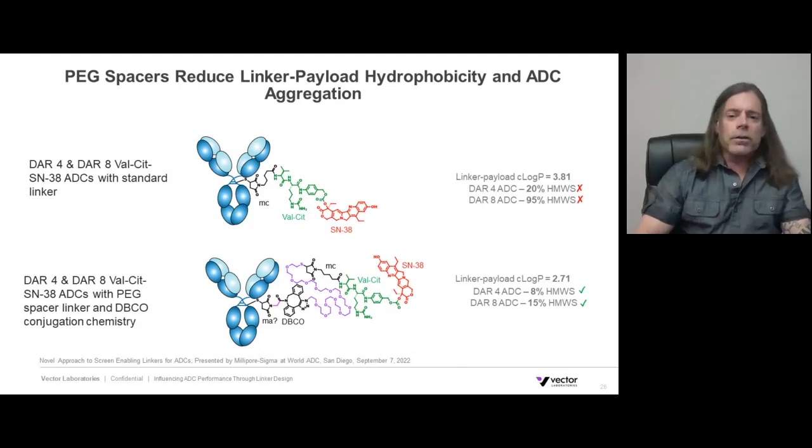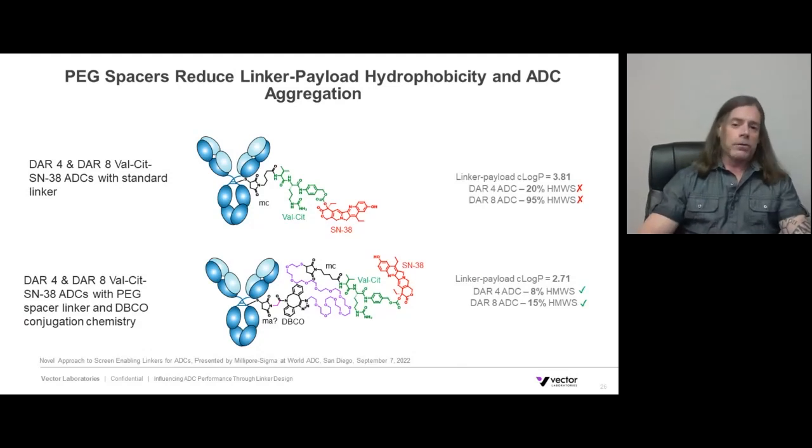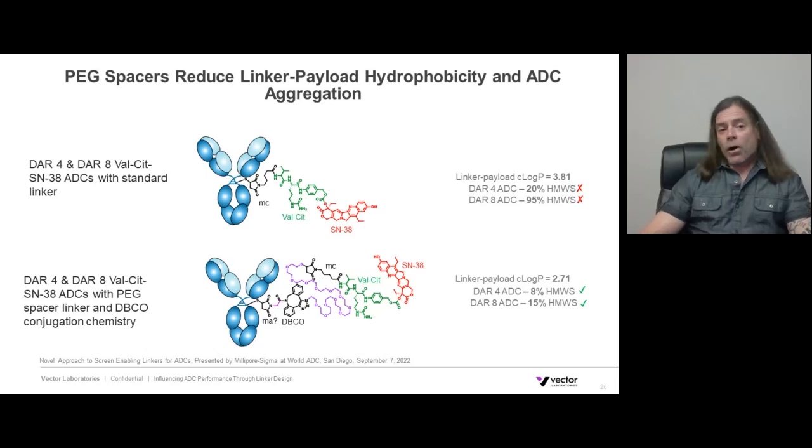These examples here show that you can also apply this strategy to other payloads. This was some work done by Millipore Sigma, and they're using the TOPO1 inhibitor, SN38. TOPO1 inhibitors are all the rage right now, and there's several examples of DAR8 ADCs with TOPO1 inhibitors that don't need a PEG to improve their properties. Enhertu is the best known example. AstraZeneca has reported some in the literature. Zymeworks has reported some in the literature. So it's not always needed, but Dr. Jackson did show us the structure of Trodelvy, and Trodelvy has an SN38 payload, and they did need a PEG-8 spacer to improve its properties.